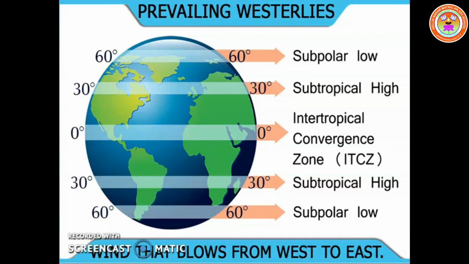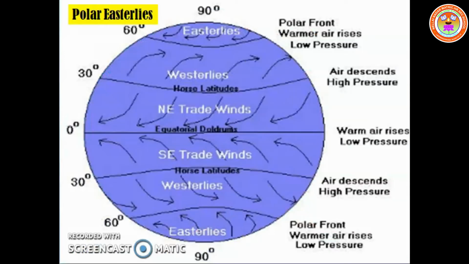Next one, the polar easterlies. The polar easterlies are cold and dry winds that blow from the polar high pressure belt to the subpolar low pressure belt. These are weak winds blowing from the northeast direction in the northern hemisphere and southeast direction in the southern hemisphere. So these are the major divisions of planetary winds: trade winds, westerlies, and polar easterlies.